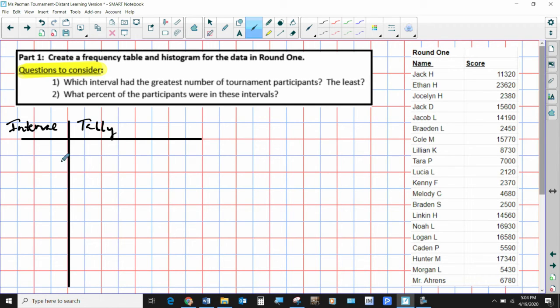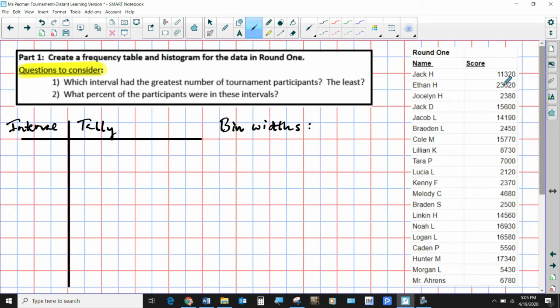So let's see, the intervals, we have something that's called bin widths. You'll see that a bit in some of the work that you do, especially when you get on to high school. Bin widths are like, what are the intervals? Do you want to count by thousands? I don't think so, because Ethan's score is 23,000. We'd have to have like 23, 24 sections here. If you want to count by 5,000s, that's actually a pretty good one.